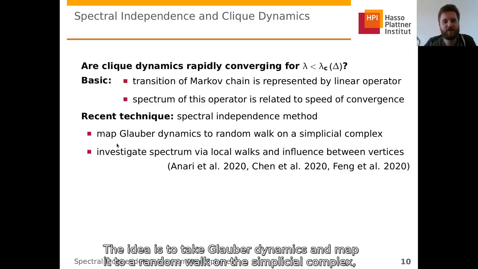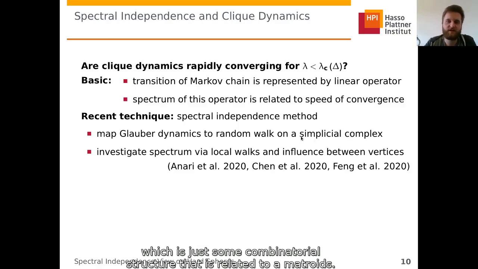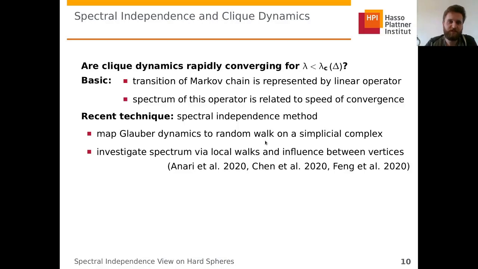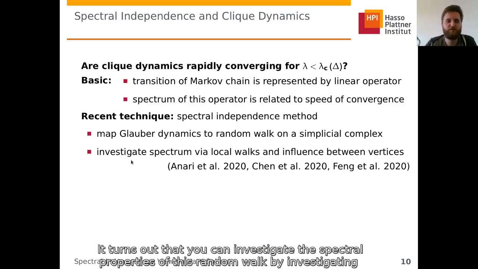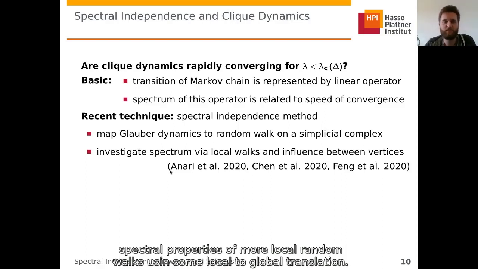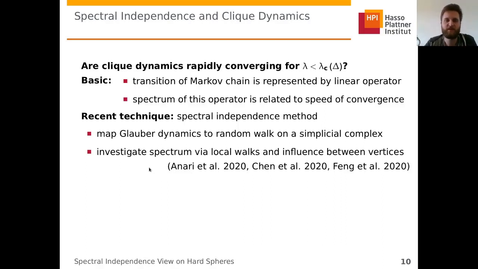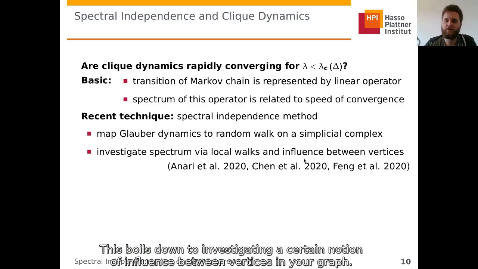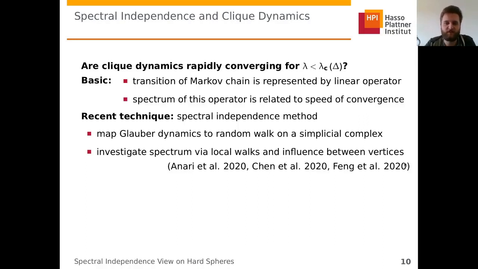So the idea is to take Glauber dynamics and map them to a random walk on the simplicial complex, where a simplicial complex is just some combinatorial structure that is related to a matroid. Now it turns out that you can investigate the spectral properties of this random walk by investigating spectral properties of more local random walks by some local to global translation. And this boils down to investigating a certain notion of influence between vertices in your graph.